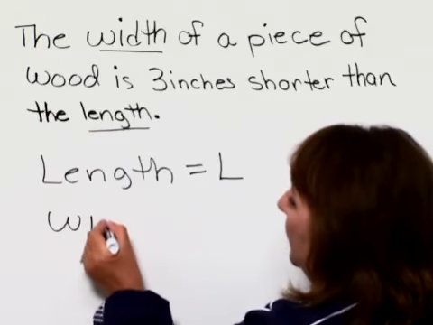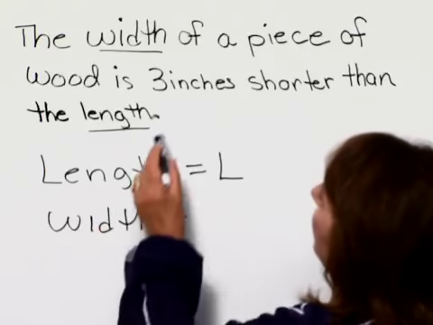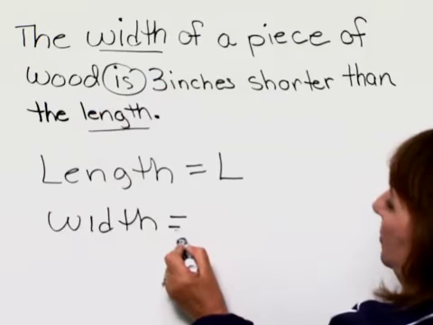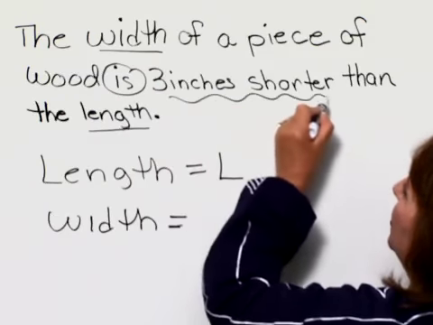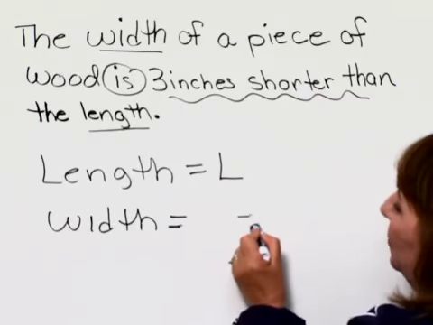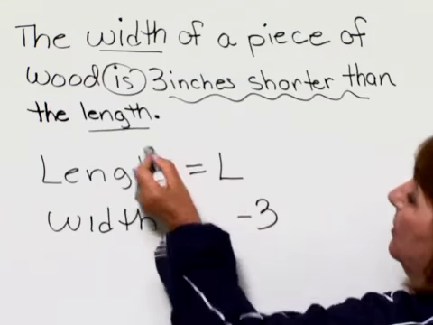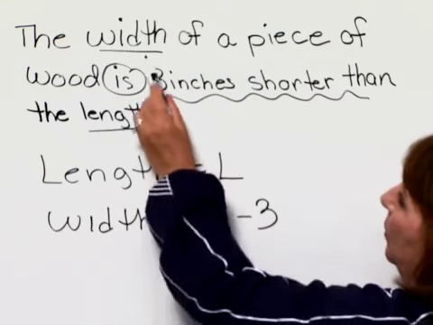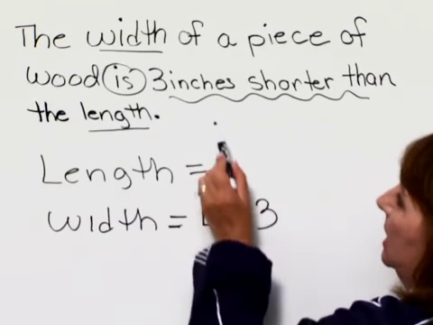Now we have to find a variable expression for the width. So let's look at the statement. The width of the wood is, we translate is to equals. Now we have 3 inches shorter than. That means we're taking 3 away from a number. And what are we taking it away from? We're taking it away from the length. So let's double check. The width is 3 inches shorter than the length.